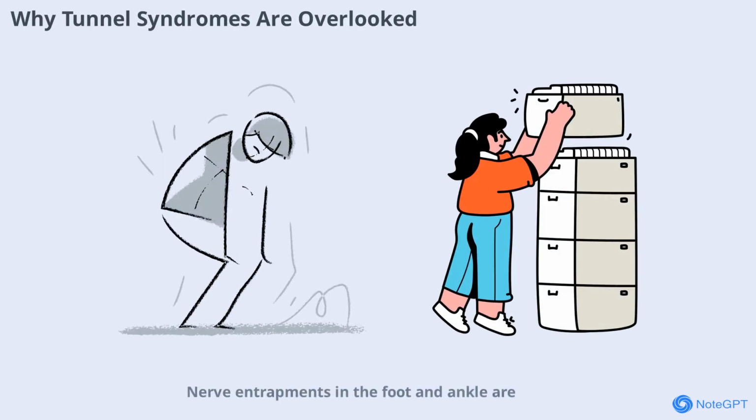Nerve entrapments in the foot and ankle are often missed because their symptoms mimic other common conditions, such as plantar fasciitis or tendinopathy. Patients may present with sharp pain, abnormal tingling, or even muscle weakness, which can be attributed to a variety of causes. This overlap makes differential diagnosis essential. A thorough clinical evaluation, including patient history and physical examination, is the first step in distinguishing tunnel syndromes from other disorders. Let's explore the diagnostic process in more detail.